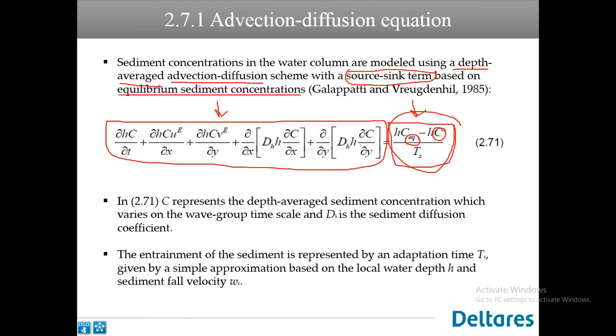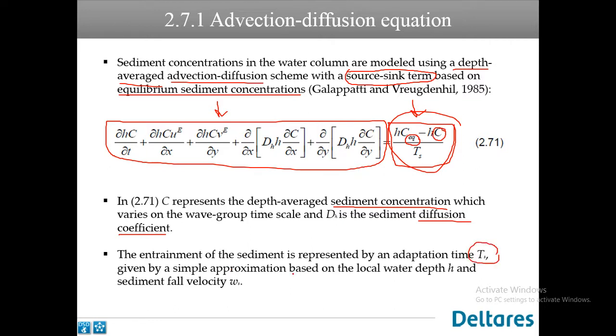Okay. So C represents the depth average sediment concentration, which varies on the wave group time scale, and DH is the sediment diffusion coefficient. So this one will be a coefficient number. You don't have to worry about that. The entrainment of the sediment is represented by adaptation time. Okay, this I will explain later.